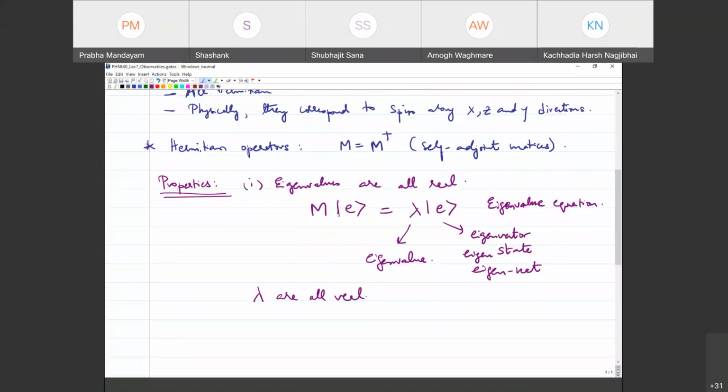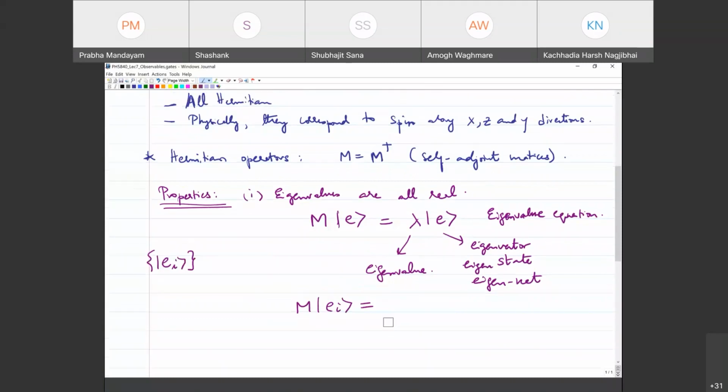So of course, a given matrix could have several eigenvalues and eigenvectors. So I could write some set of eigenvectors of this form associated with a particular observable or with a particular matrix. And the corresponding eigenvalues, I could denote them all as some lambda i, right? Then this set lambda i are all real for Hermitian matrices or operators, right?